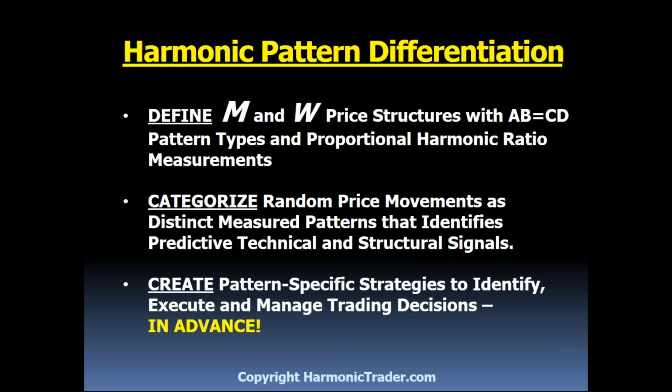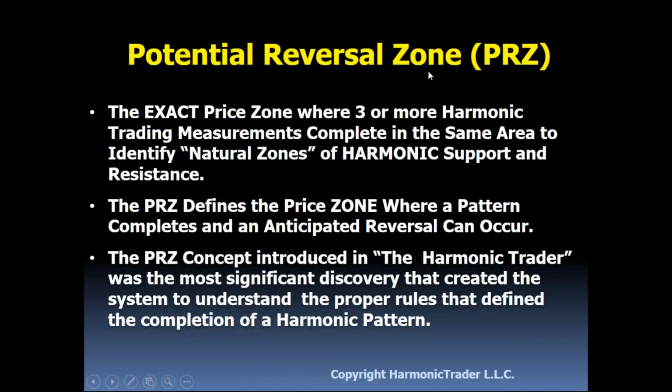Harmonic pattern differentiation. Now the key here is to define M and W price structures with ABCD pattern types and proportional harmonic ratio measurements. We looked at those strategies in the first session, but we utilize these measures to categorize random price movements as distinct measured patterns, and that identifies predictive technical and structural signals. These create pattern-specific strategies to identify, execute, and manage trading decisions in advance, and that's important.